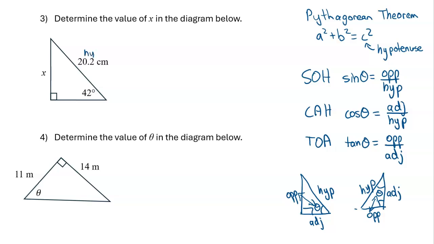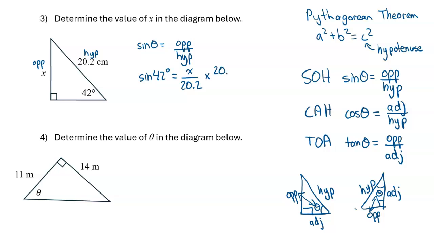So with that in mind, let's look at this first example. Determine the value of x in the diagram below. Now you can see that the opposite side is x and the hypotenuse is 20.2. And so that would mean we need to use the sine ratio. So sine says opposite over hypotenuse. We sub in the angle of 42. The opposite side is x and the hypotenuse is 20.2.